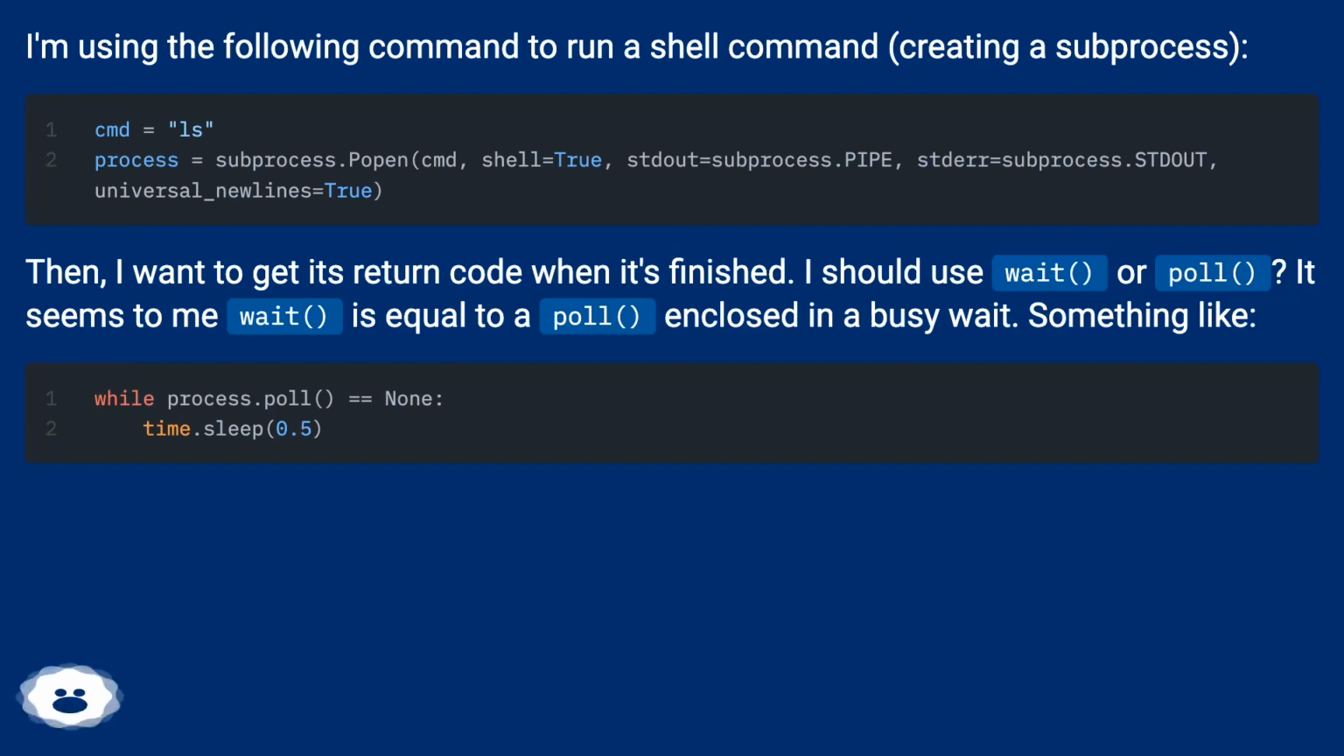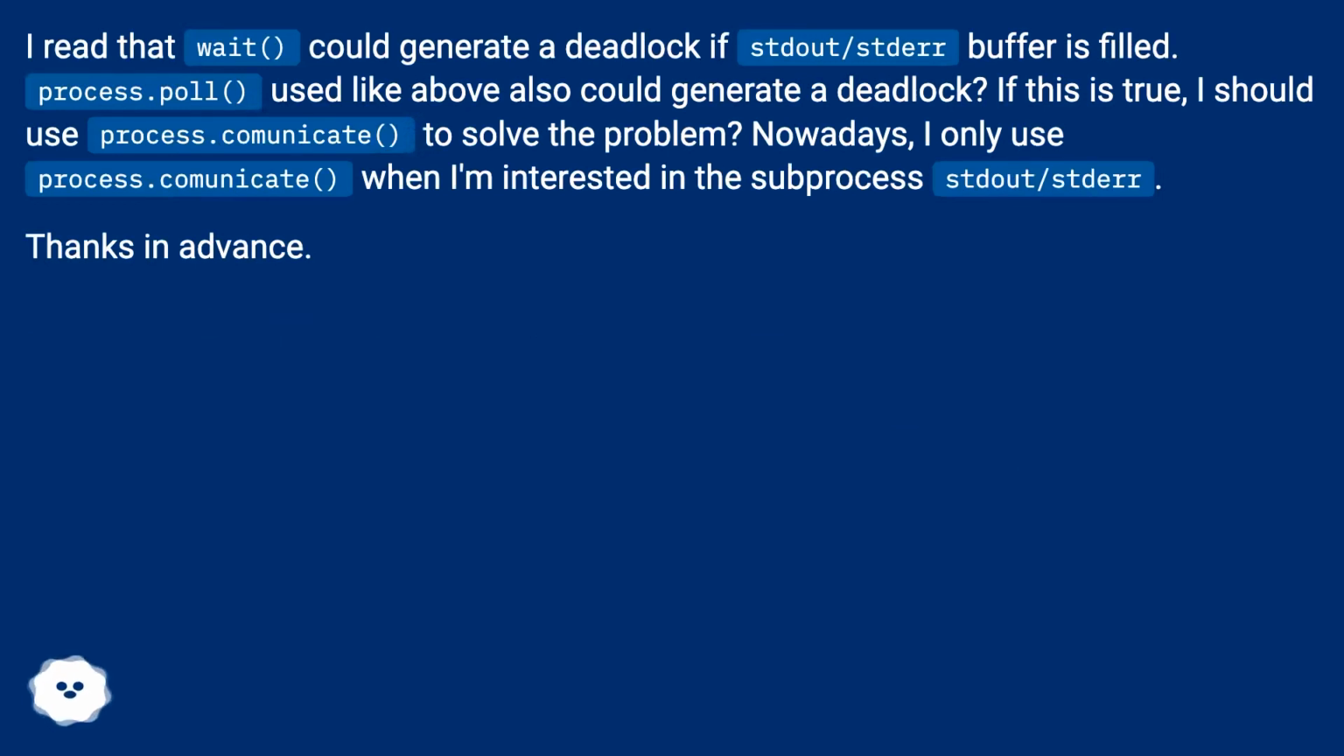It seems to me wait is equal to a poll enclosed in a busy wait. Something like... I read that wait could generate a deadlock if the stdout buffer is filled. Process.poll used like above also could generate a deadlock. If this is true, I should use process.communicate to solve the problem.